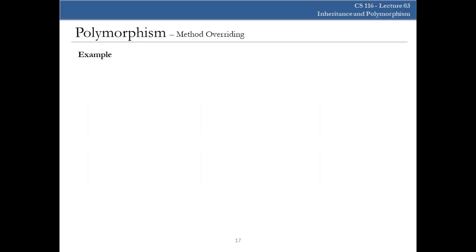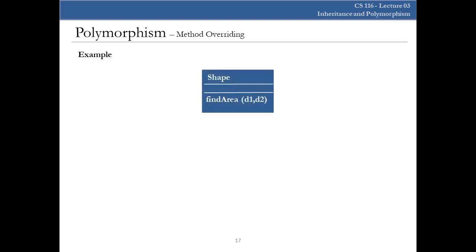Why do we need method overriding? For that, let's consider another example. I'm defining here a class called Shape, and I'm defining a single method called findArea here. This method findArea takes two parameters, d1 and d2. Basically by d1 and d2 I mean two dimensions. I'm not explicitly defining any attributes here, and I'm just passing the parameters directly to this method just for simplicity, right? You can have any implementation that you feel like, right?